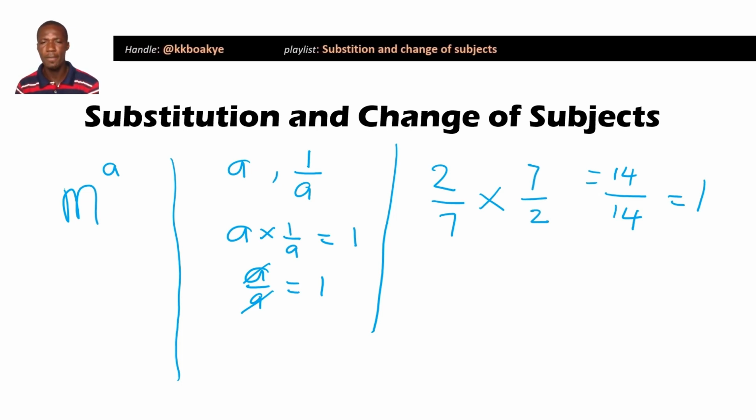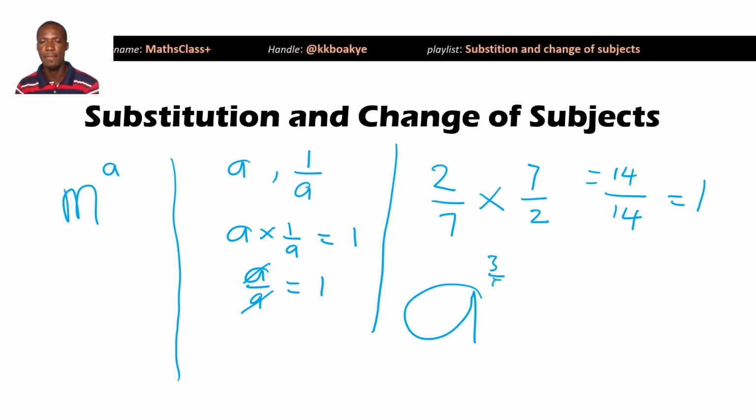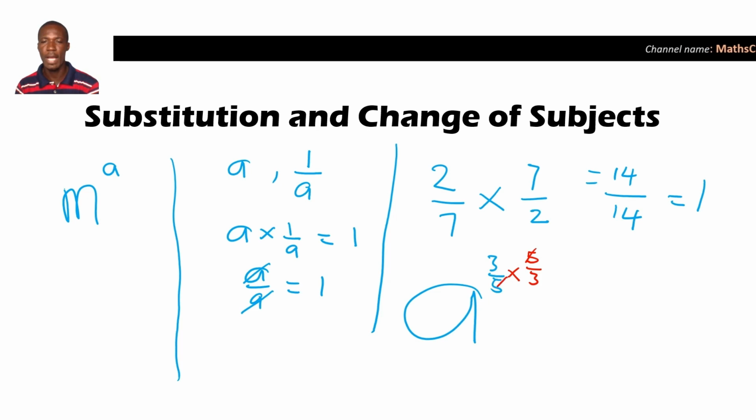And so if you have a to the power 3 over 5, and you have to make a stand alone, what you do is you multiply the exponent by its inverse. That is 5 over 3. And with that, 5 will cancel 5, 3 will also cancel 3. And that will give you a to the power 1, which is equal to a. I hope this is understandable.